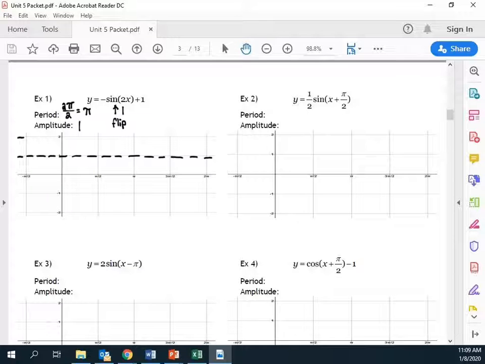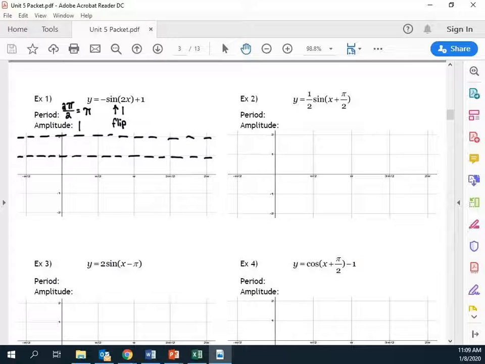So I'm going to go up 1, and I'm going to draw another dashed line to represent my max, which means this is how high the graph's going to go. So when you did the sine function originally, you started in the center, at the origin, then you went up to the max, then you came back down to the min, and then you went up to the center. Cosine, you started at the max, you went down to the min and came back up to the max. So that's what that line at the top represents as your maximum value.